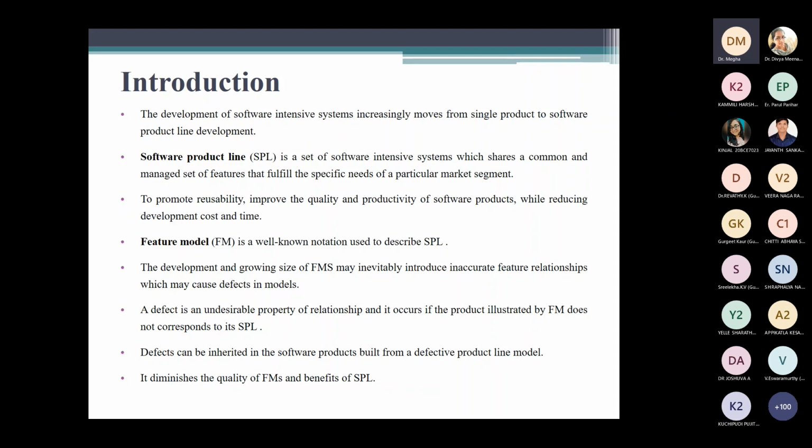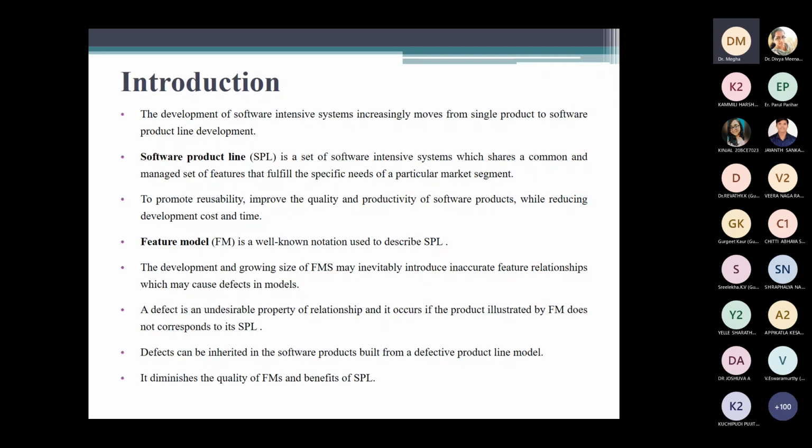All of us know what a tree-like structure is. We have the root feature, then the child features, and the parent and child relationship between a root and the other features. So it's a hierarchical tree-like structure which includes features and the relationships between these features. Now, what is a feature? A feature is a property or characteristic which is of interest and relevant to a user. For example, if I take the example of a mobile phone, call forwarding and call waiting are two basic features of a mobile model.